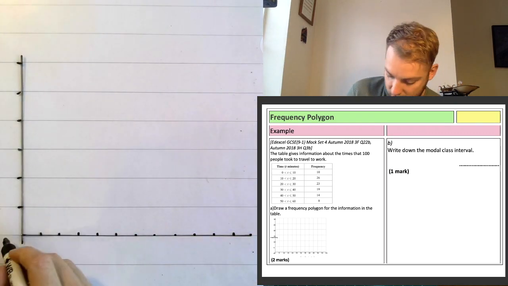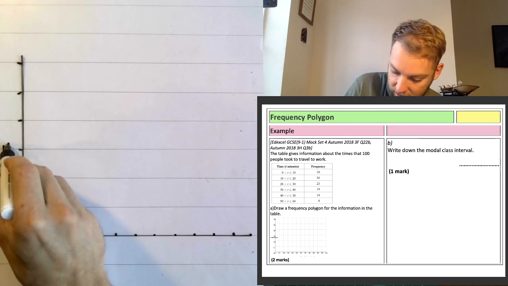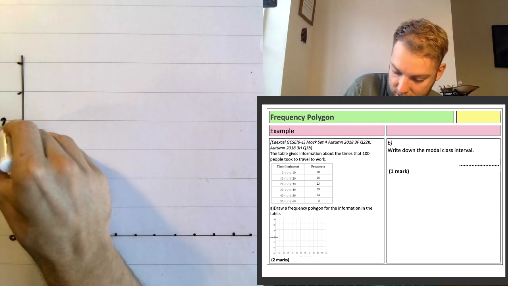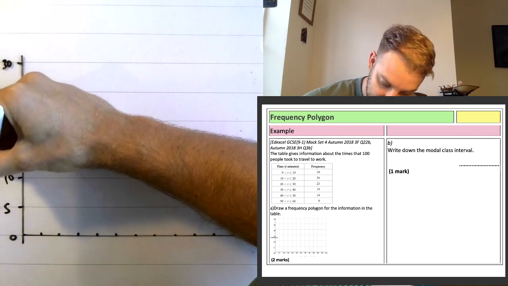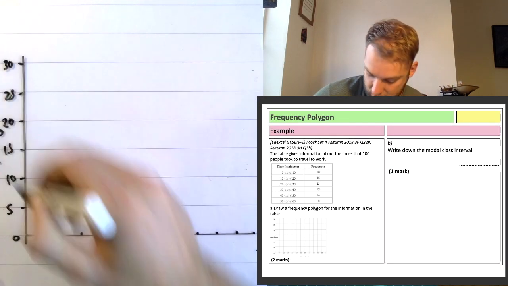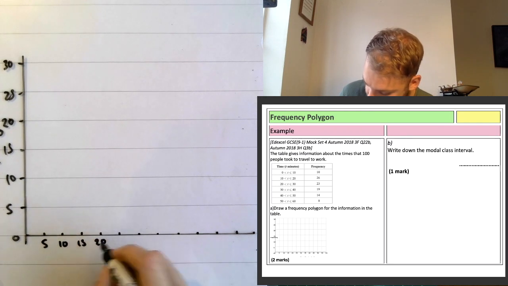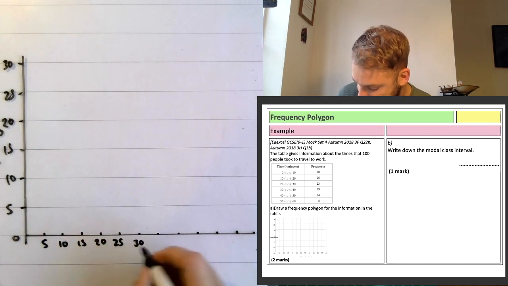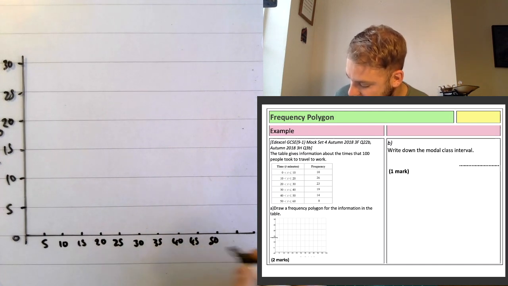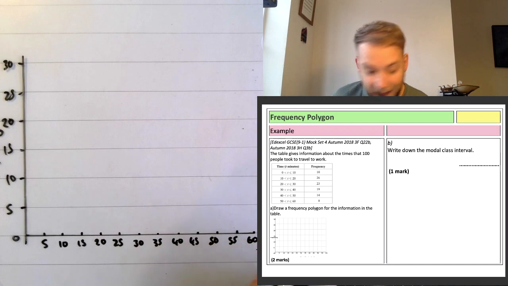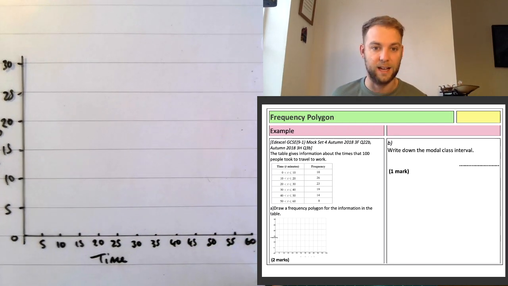So this is going to be 0, 5, 10, 15, 20, 25, and 30. And this here is the frequency. We need to label that as frequency, okay? Now here we're going across 5, 10, 15, 20, 25, 30, 35, 40, 45, 50, 55, 60, and this is the time going across here. So time is going across there like so.